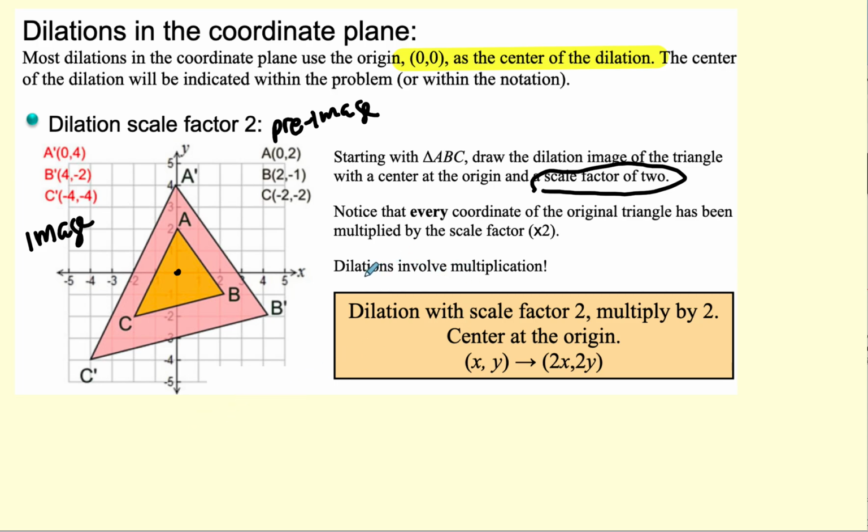And so dilations involve multiplication. This particular process that we did was we took all our x's and y's and we timesed them by 2, 2x, 2y. And this is where our dilation center is at the origin.